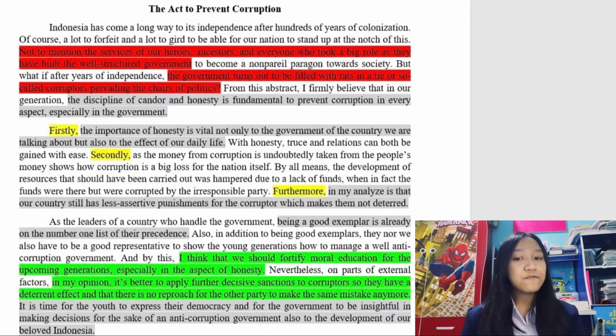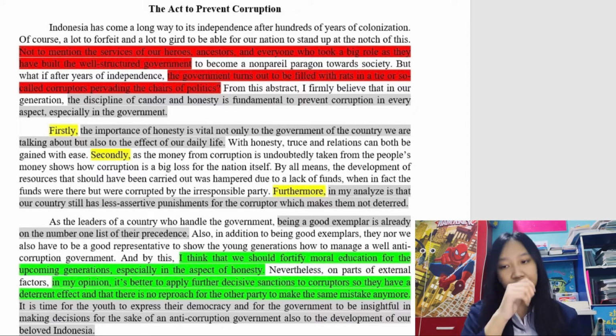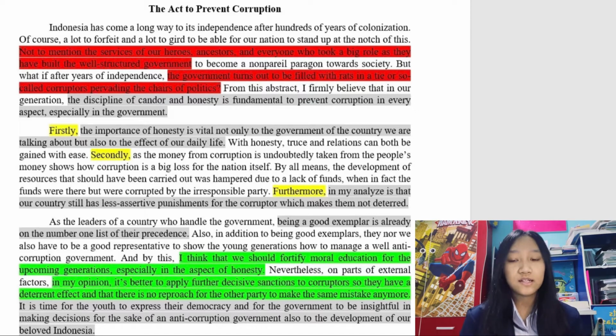Secondly, as the money from corruption is undoubtedly taken from the people's money, shows how corruption is a big loss for the nation itself. By all means, the development of resources that should have been carried out was hampered due to a lack of funds, when in fact, the funds were there but were corrupted by the irresponsible party. Furthermore, in my analysis is that our country still has less assertive punishments for the corruptor, which makes them not deterred.